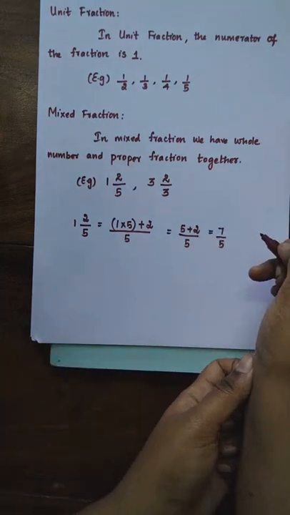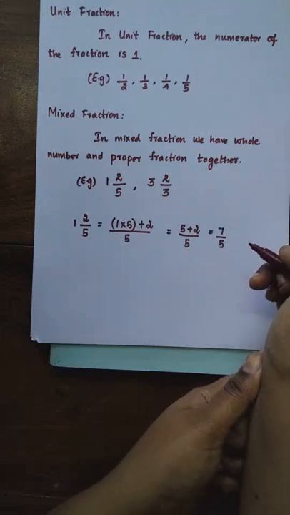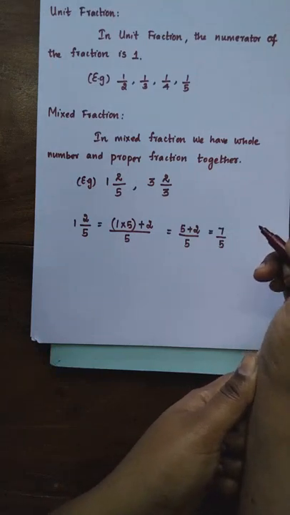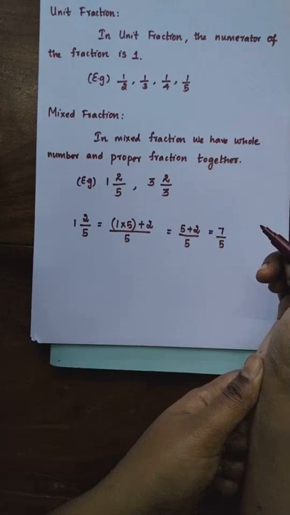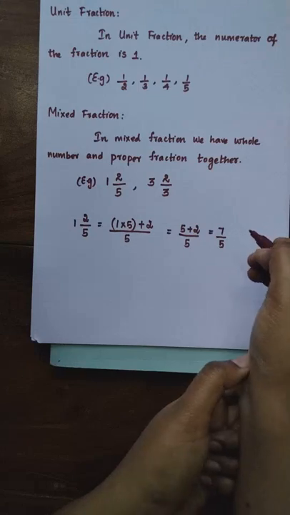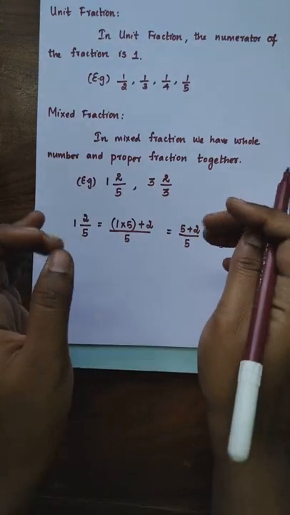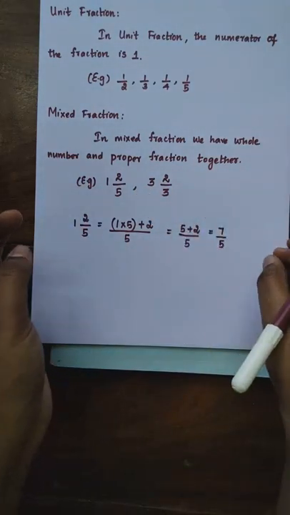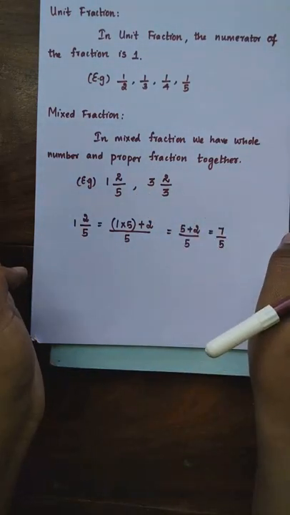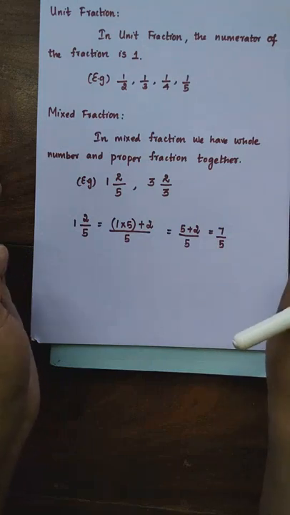Which type of fraction is this? 7 by 5 is an improper fraction. Why is it an improper fraction? Because the numerator is greater than the denominator. When you convert a mixed fraction, you will get an improper fraction. How will you convert the mixed fraction into an improper fraction?